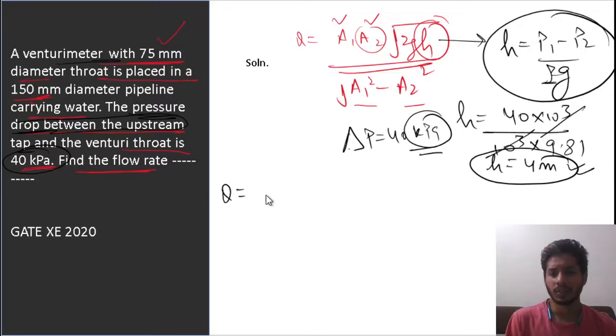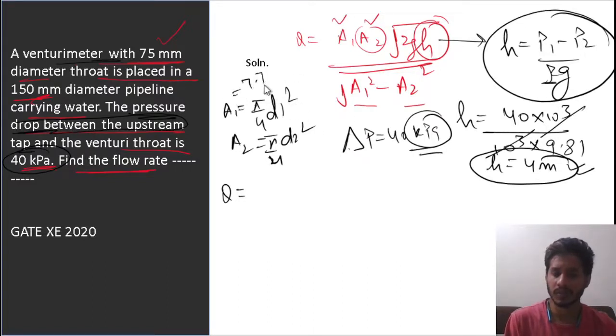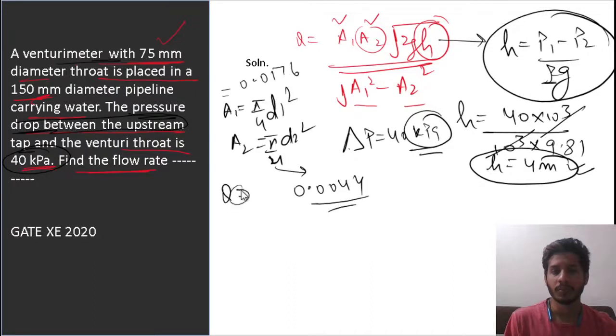Then simply put the values in A1 A2 root of 2gH. A1 we can find by the formula pi by 4 of D1 square, and A2 is pi by 4 of D2 square. Simply calculate the value: A1 comes out to be 0.0176, and A2 comes out to be 0.0044. Simply put the values of A1 and A2, and you will get the value of discharge as 0.4 meter cube per second. That is the answer.